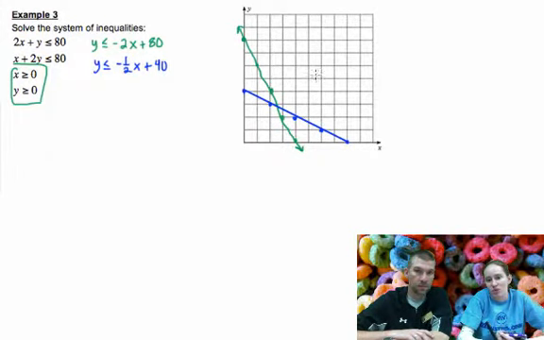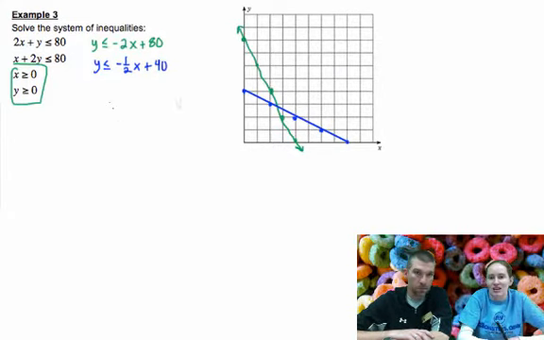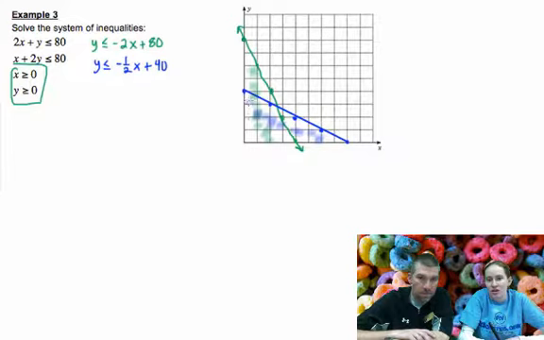It's in the first quadrant. That's what x is greater than 0 and y is greater than 0 means. It's less than both of these lines. Right. So for our green line, that's over here, and for our blue line, that's here. Oh, so look, where do they overlap? They overlap right here. Right there. Okay, there you go.